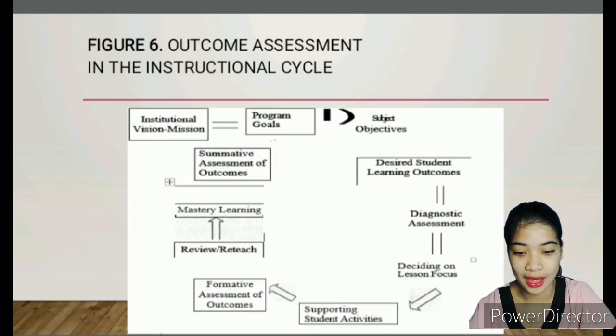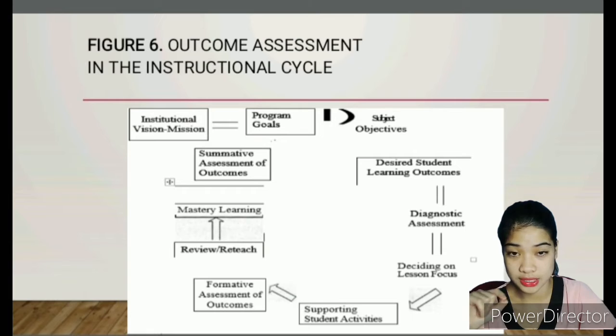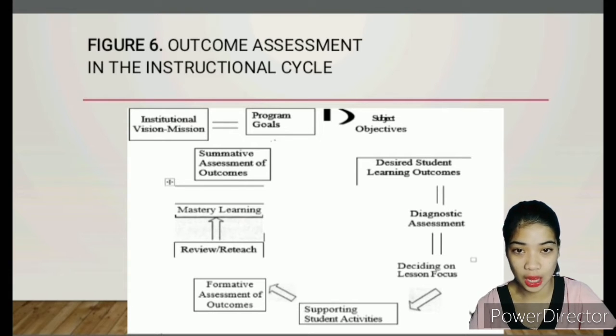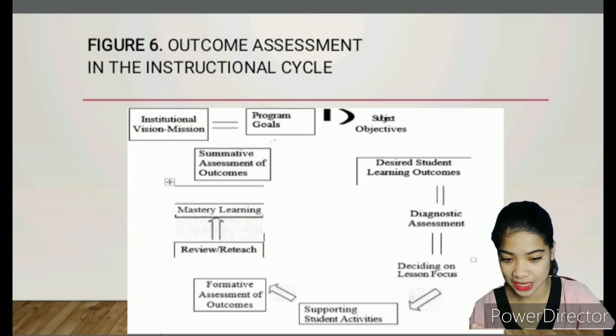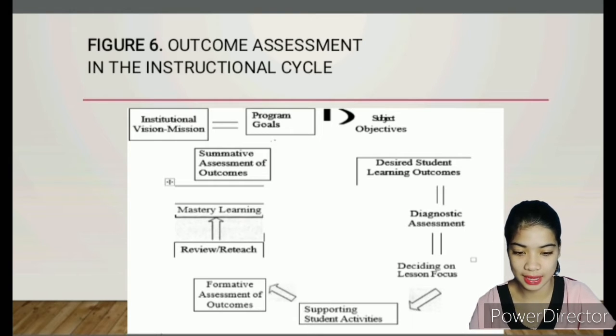First, we have the institutional vision and mission equals program goals, followed by subject objectives, desired student learning outcomes, diagnostic assessment, deciding on lesson focus, supporting student activities, formative assessment of outcomes, review or reteach, mastery learning, and lastly, summative assessment of outcomes.